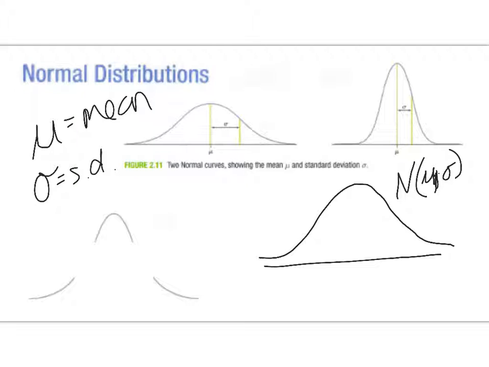All of your normal curves are going to have this same basic shape. They're going to be symmetrical. They're going to have one peak.